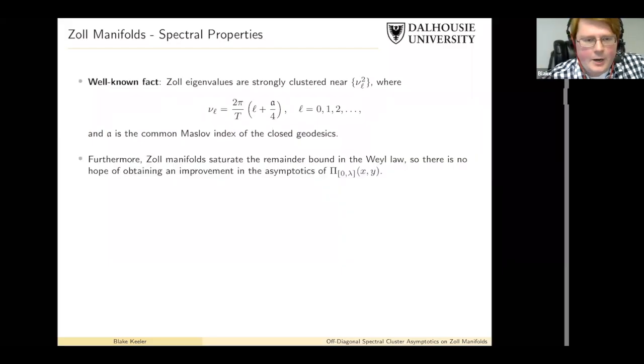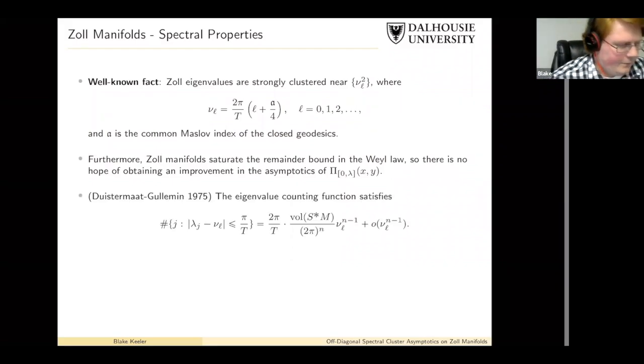And because of this clustering property, Zoll manifolds actually saturate the remainder bound in the Weyl law. So there's no hope of obtaining a remainder improvement in the asymptotics for the full spectral projection from 0 to lambda. So the strategy that Canzani and Hanin used for obtaining the result of conjecture 1 is not available to us in this setting. In fact, Duistermaat and Guillemin in 1975 showed that the eigenvalue counting function corresponding to a fixed width interval around these nu sub L looks like some constants times nu sub L to the n minus 1. You get sort of the maximal growth of these eigenvalue clusters.